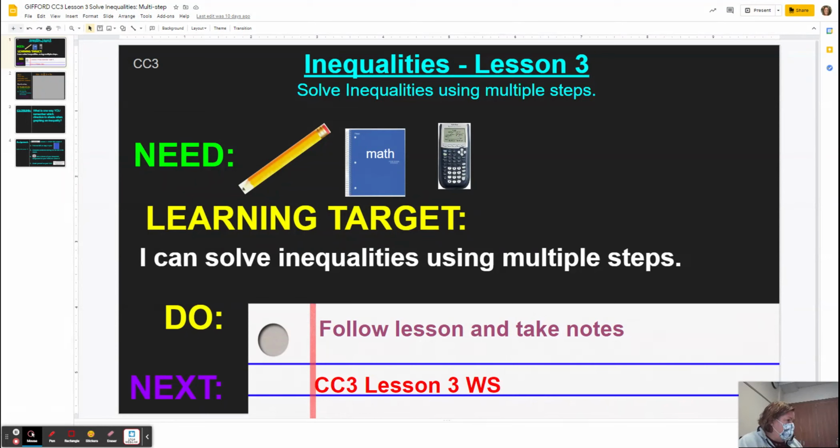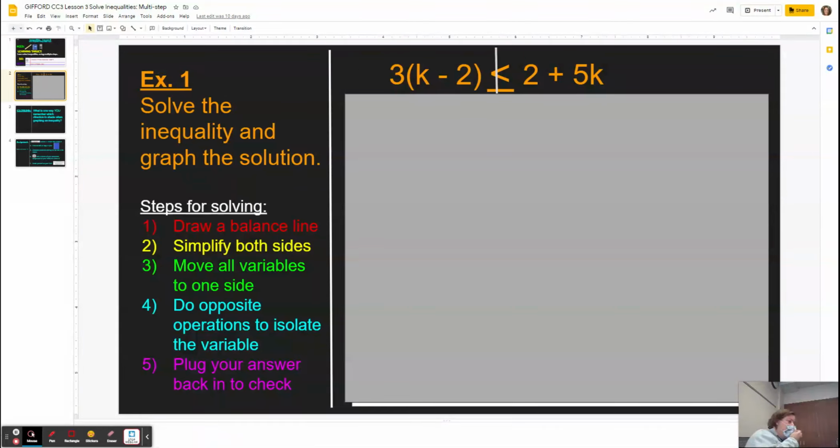All right, so lesson 3 again. Multi-step inequalities. Here we go. All right, so we're going to solve this inequality. So write that inequality down in your paper. 3 times the quantity of k minus 2 is less than or equal to 2 plus 5k.